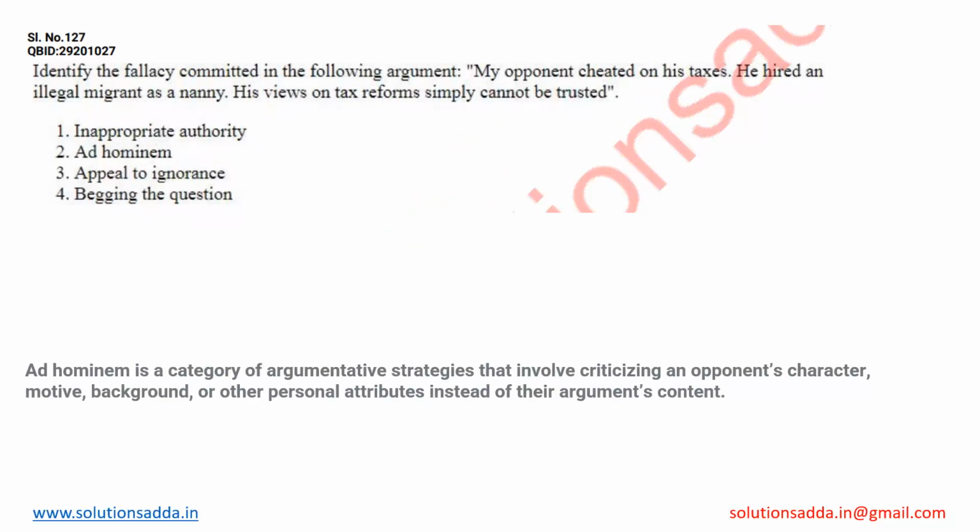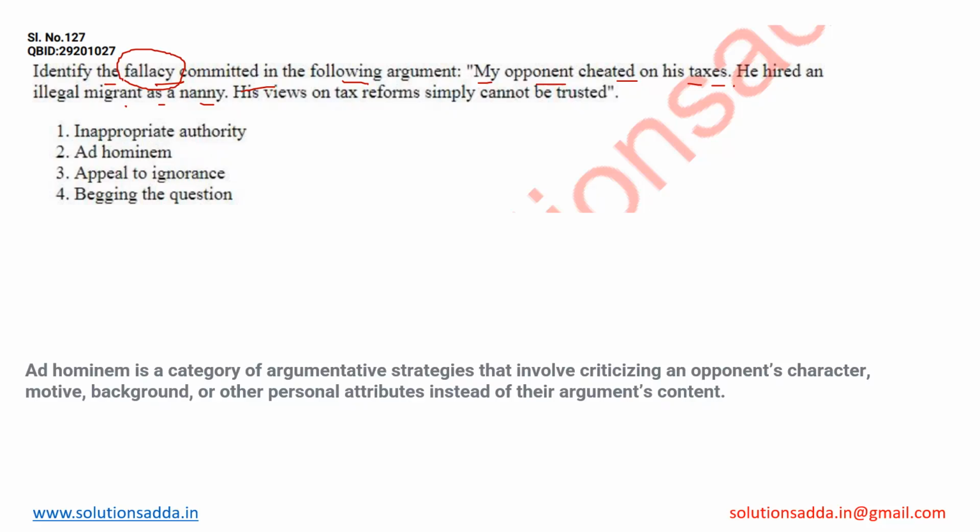Hello everyone, this is question number 27. Let's read the question. Identify the fallacy committed in the following argument. So basically we need to find out which fallacy is used in this question. The sentence is: my opponent cheated on his taxes. He hired an illegal migrant as a nanny.